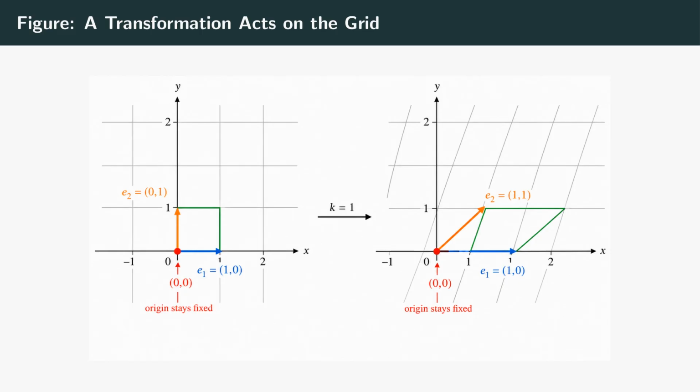Two things are worth burning in. The origin, marked in red, has not budged in either picture. Linear maps always fix the origin, and the grid lines, though tilted, remain perfectly straight, evenly spaced, and parallel. That is the visual signature of linearity: no bending, no curving, no uneven stretching.